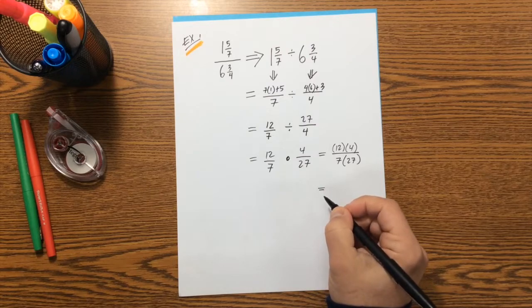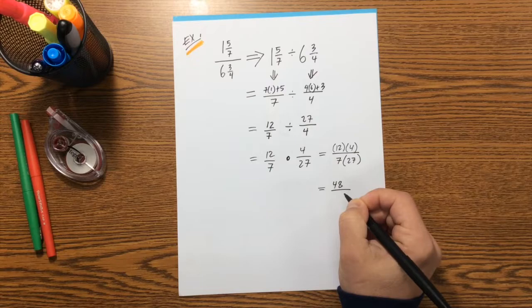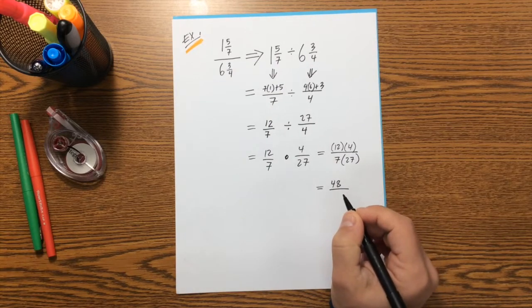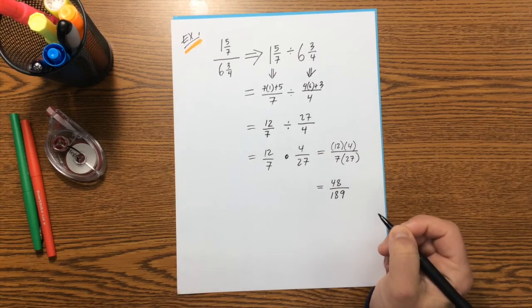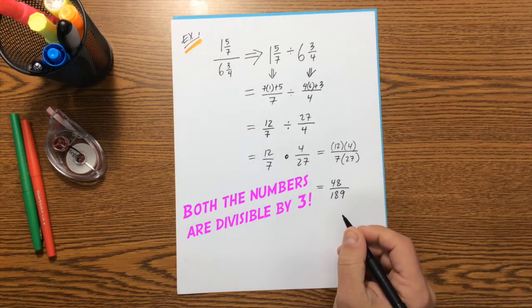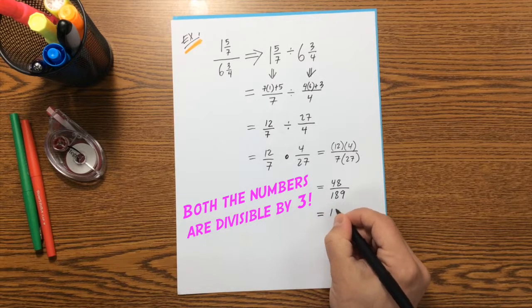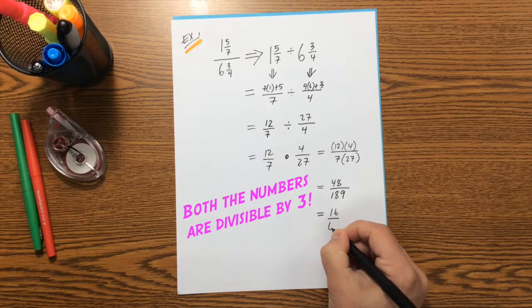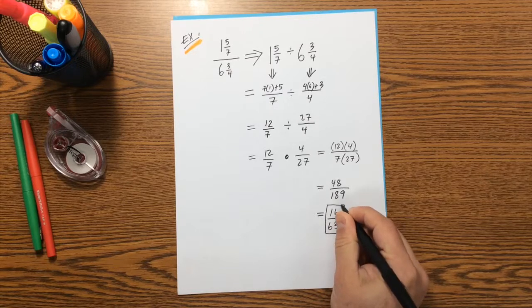Okay, let's do a little bit of mental math here, and what you're going to get is 48 over 189. Now you guys know that both numbers are divisible by 3, so if we go ahead and divide both of these numbers by 3, we're going to get 16 over 63. And there you go. You got your solution.